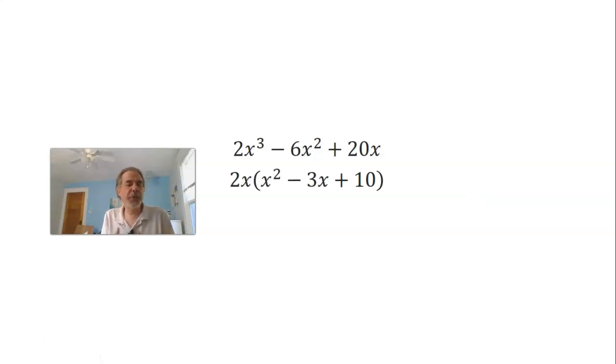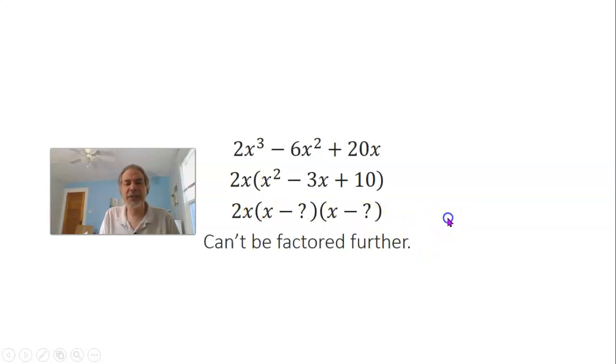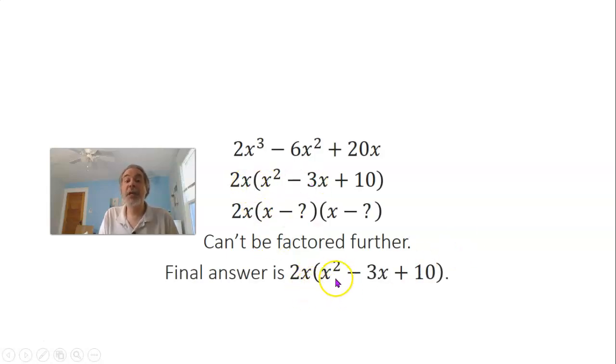The numbers that multiply to positive 10 have to be either a 10 and a 1 or a 5 and a 2 or a negative 10 and a negative 1 or a negative 5 and a negative 2. None of those add up to negative 3. So that means that this part inside the parentheses cannot be factored. So we were able to do some factoring. We pulled out the greatest common factor, but then we couldn't factor any further. We can't break it down like this. So our final answer is what we have in the middle, the 2x times x squared plus 3x plus 10. That's factored as far as it can go.